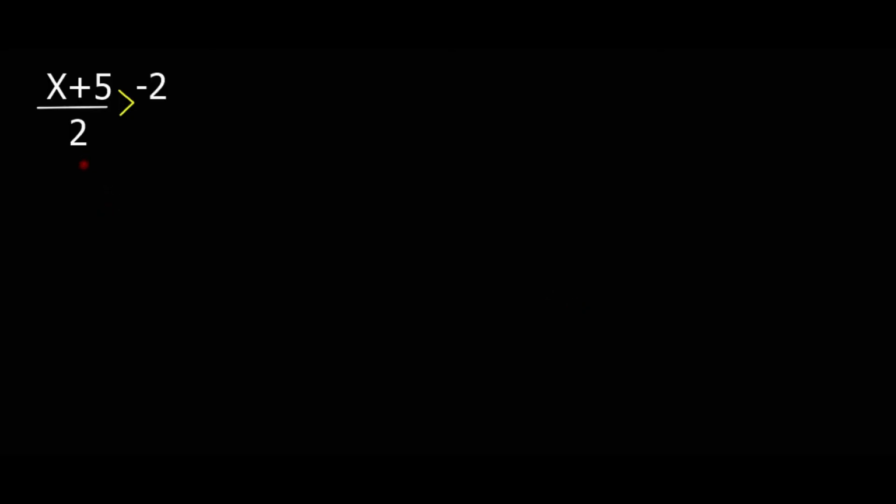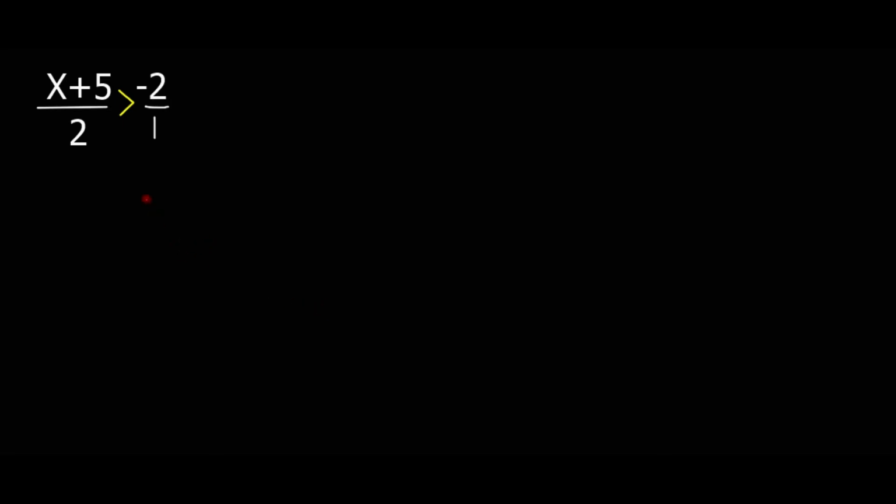I'll start with this example. x plus 5 divided by 2 is greater than negative 2. You can see that we have a fraction, so the 2 is the same as over 1. Every time we solve a linear inequality with a fraction, we have to break out the fraction, because solving a linear inequality is the same as solving an equation. What do we do to solve the equation? The first step, we make sure that we break out the fraction.